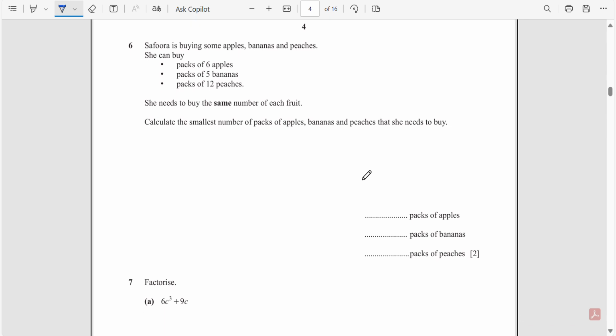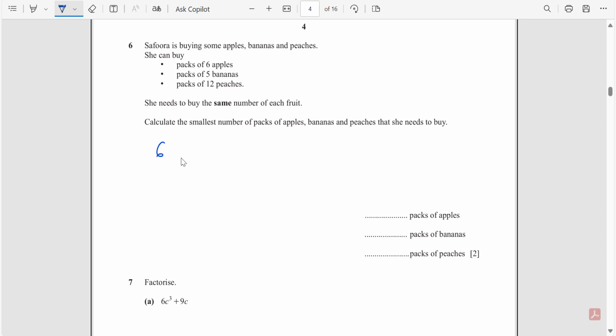Okay, Sephora is buying some apples, bananas, and peaches. She can buy packs of 6 apples, packs of 5 bananas, and packs of 12 peaches. She needs to buy the same number of each fruit. Calculate the smallest number of packs of apples, bananas, and peaches that she needs to buy. You can just take the LCM of these three and find it, or you can calculate them separately.